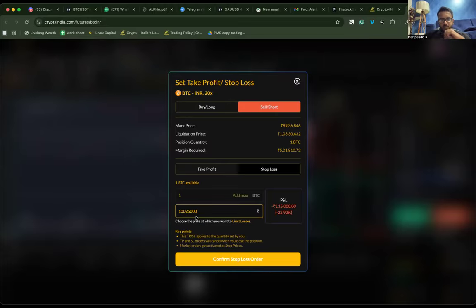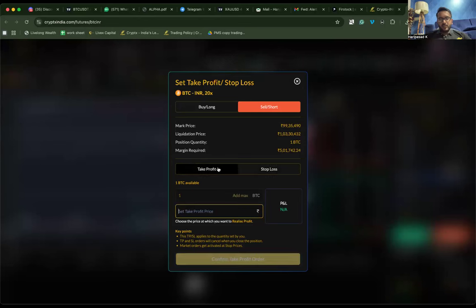Okay, going to take a sell short, right? So my stop loss is going to be at 1 crore 25,000 rupees. This is where I would actually like to keep my stop loss. So I'll confirm my stop loss order. As far as my take profit is concerned, I'll consider keeping my take profit somewhere at 98 lakhs. We can modify it later also.